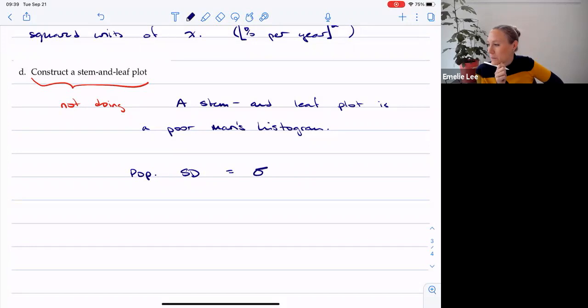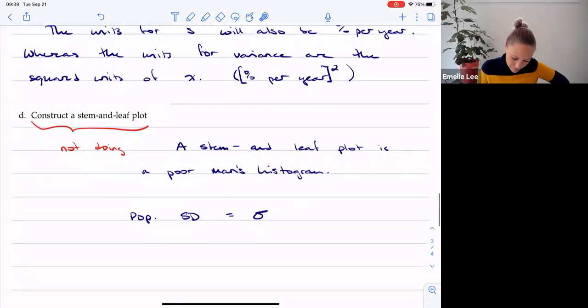Omega. It's not ringing a bell, but we do use sigma for the population standard deviation and sigma squared for the population variance.